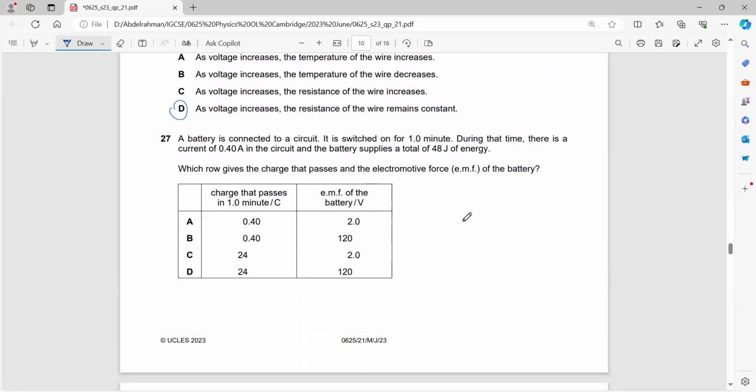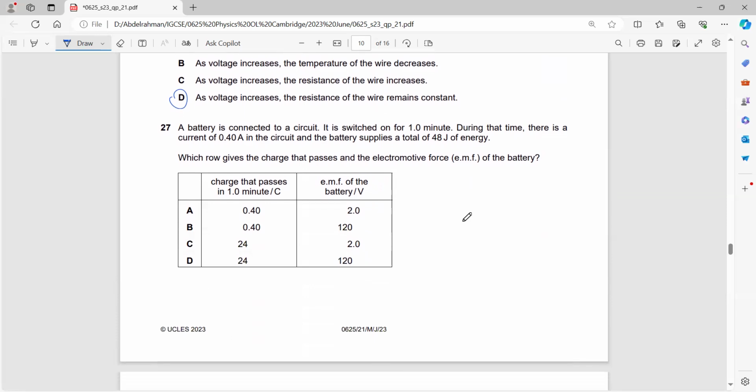A battery is connected to a circuit. It's switched on for 1 minute. During that time, there is a current of 0.4 amperes in the circuit, and the battery supplies a total of 48 joules of energy. Which row gives the charge? And which row gives the electromotive force? How can I find the charge and how can I find the electromotive force?